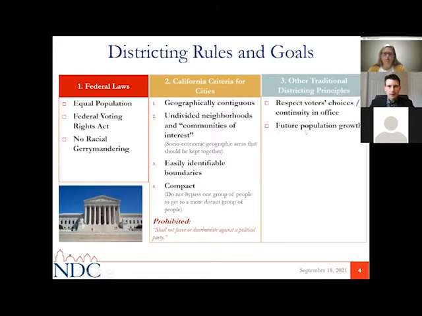And then lastly, if there's any future population growth that is expected, then you might want to account for that slightly by maybe underpopulating a particular district to a slight extent, while not straying too far from the equal population mandate from federal law. So I'll pause here to see if there are any questions about all these criteria, because I know this is a lot to digest as well.